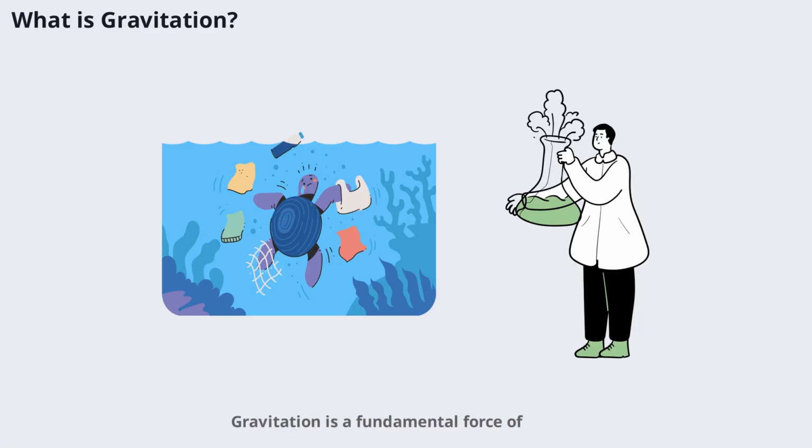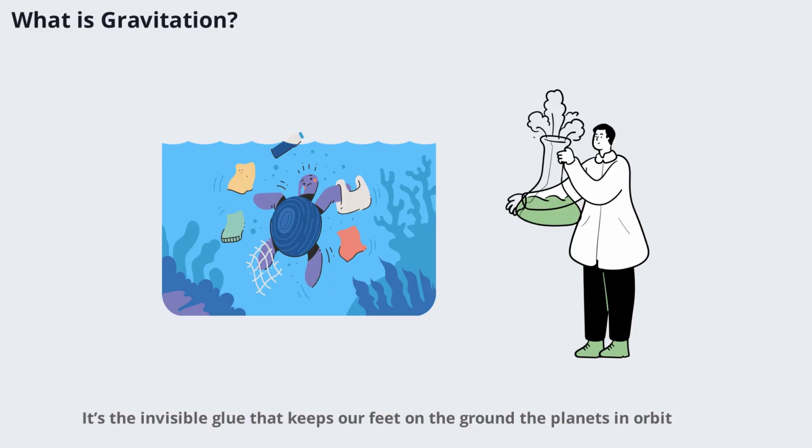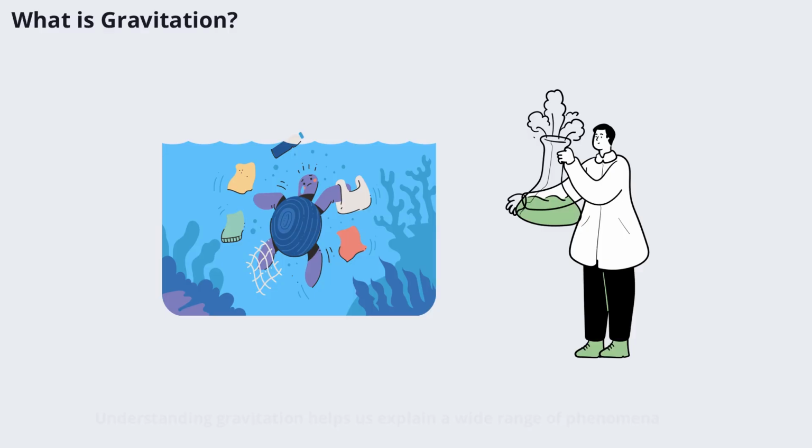Gravitation is a fundamental force of nature that pulls objects toward one another. It's the invisible glue that keeps our feet on the ground, the planets in orbit, and the universe in motion. Every object with mass exerts a gravitational pull on every other object, no matter how far apart they are. This force is what causes apples to fall from trees and gives weight to everything around us.